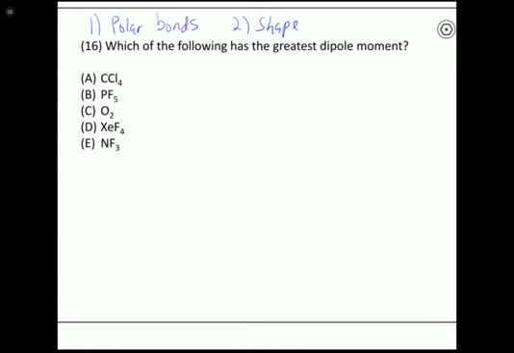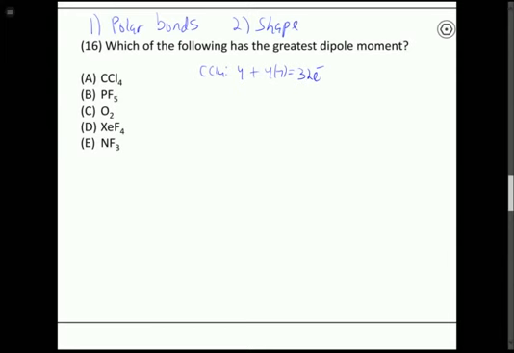So for all of these choices here in number 16, we need to figure out the shape of the molecule and then decide whether that gives us a polar or nonpolar arrangement overall. So for CCl4, we have 4 electrons on carbon, we have 7 each from the chlorines, so a total of 32 valence electrons.